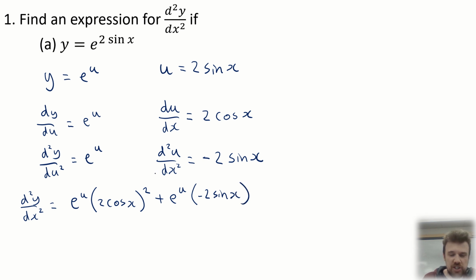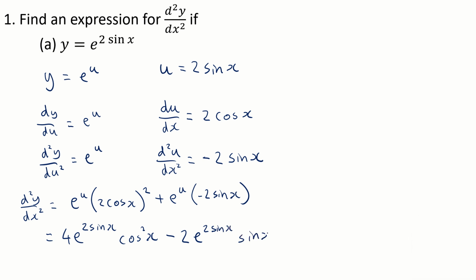Of course, I'm going to want to tidy that up and also undo the substitution. So if we're squaring the 2, we're going to end up with a 4 out the front. Lots of e to the u, and u is 2 sine x. And then we've got the cos squared x from squaring that out as well. And then tidying up the second bit, we've got a minus 2 e to the power of u, and u is 2 sine x, multiplied by sine x. There you go. So that's the second order derivative.